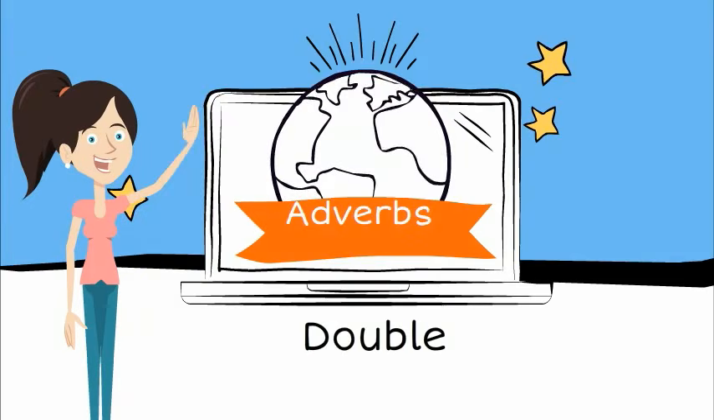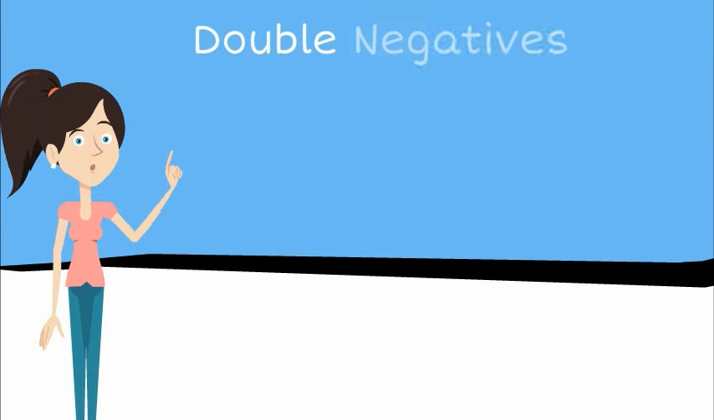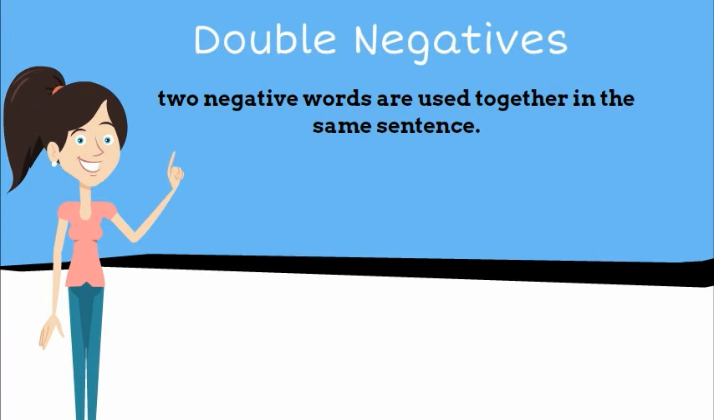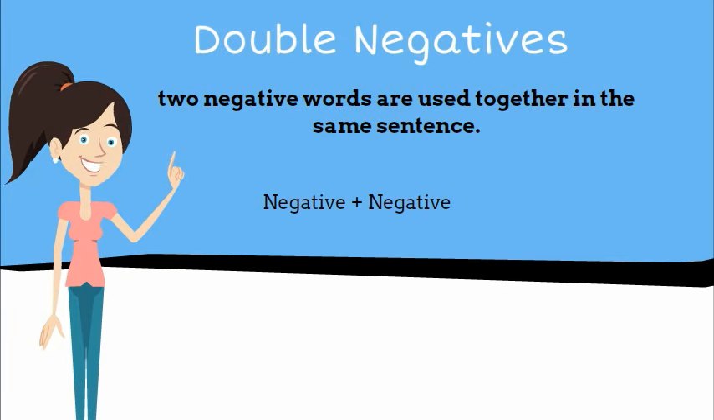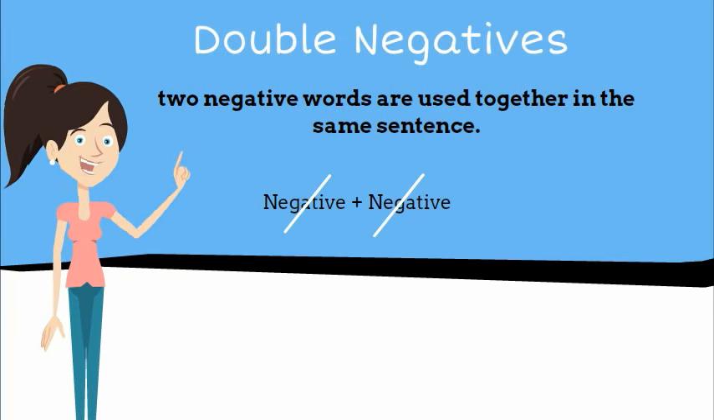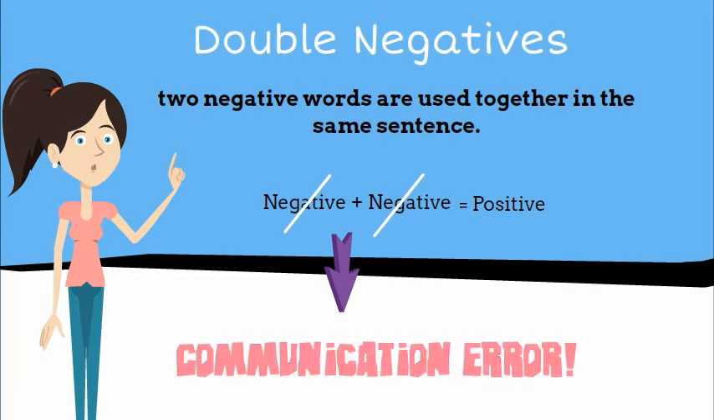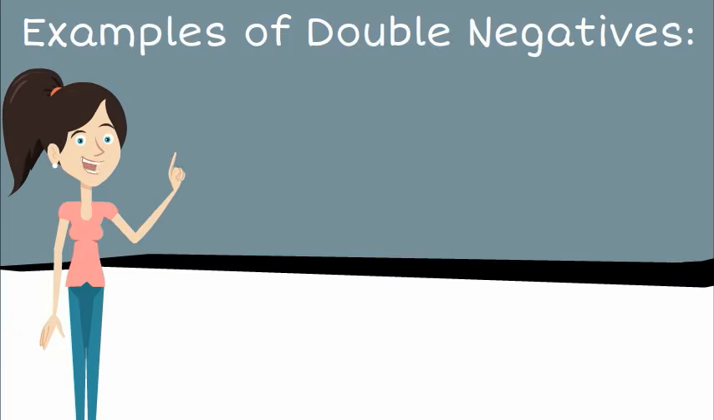Today we're going to take a look at double negatives. A double negative is when two negative words are used together in the same sentence. If the two negative words are talking about the same thing, they cancel each other out, so the message becomes positive. This is confusing and it is a major mistake in our communication.